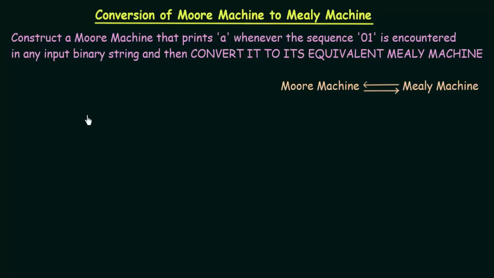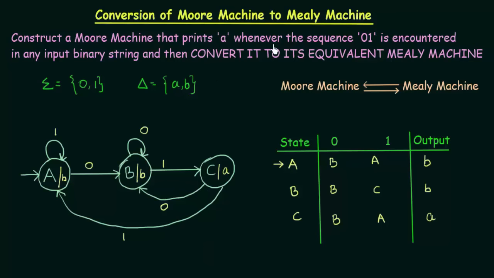So here I have designed the Moore machine for this question. That is, it will print A whenever the sequence 01 is encountered. Here we have our inputs as 0 and 1 and we have our outputs as A and B. We have already done this example. We see that we have three states A, B, C, and on getting the sequence 01, it comes to state C and it prints A. This is the transition diagram for that and this is the transition table.